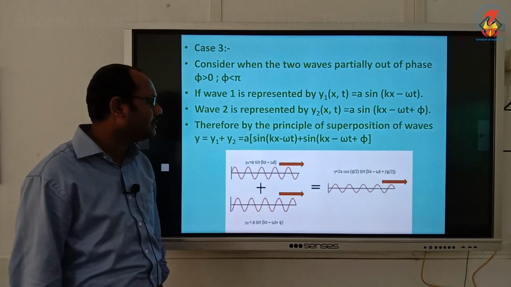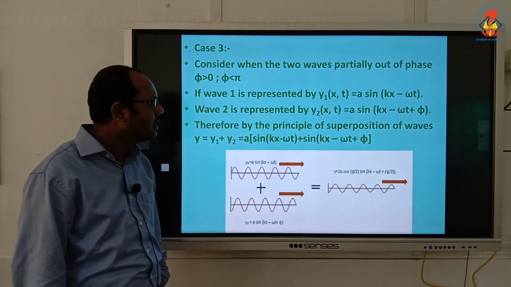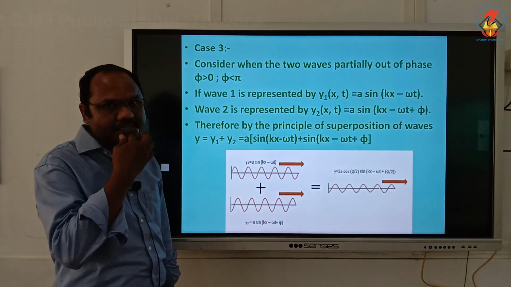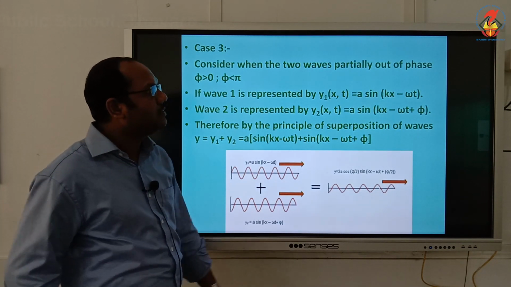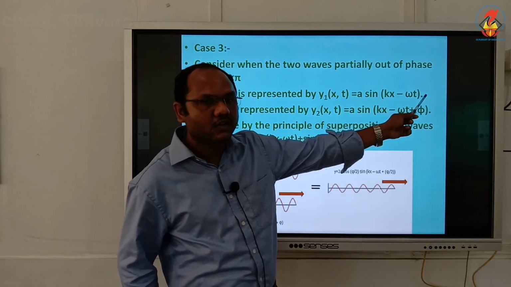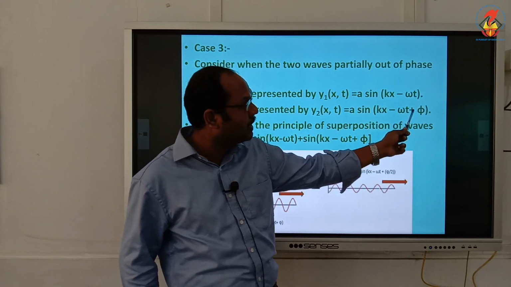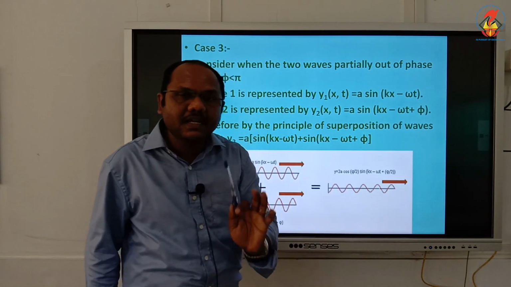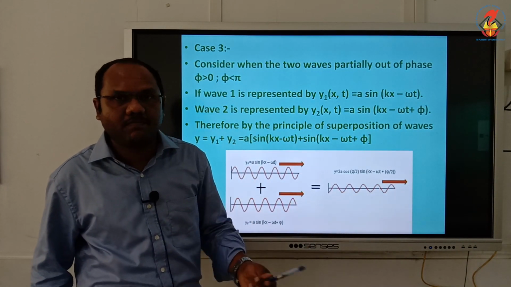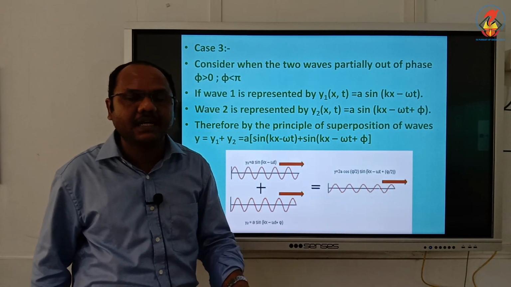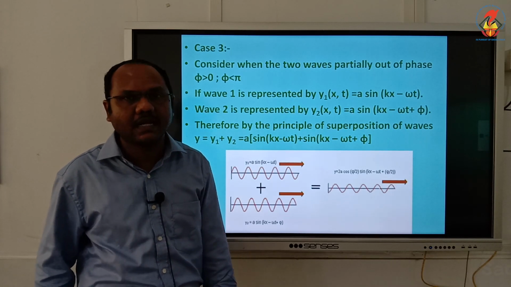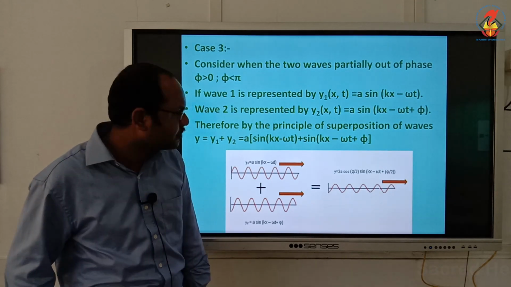Now see the third case. In the third case, the first wave is a sin(kx minus omega t). The second wave is a sin(kx minus omega t plus phi). There is a phase difference, but it can be any angle like 30 degrees or 60 degrees, something like that. It can be any angle.